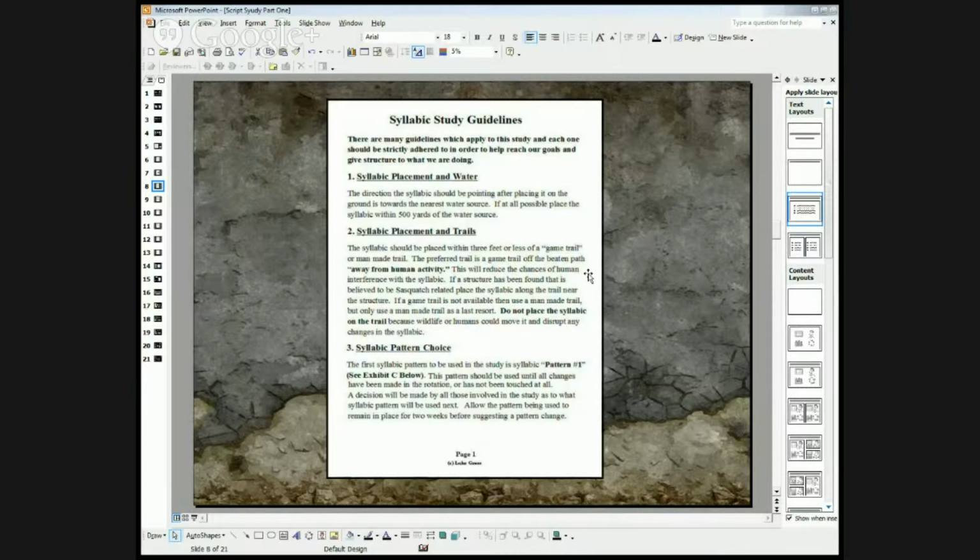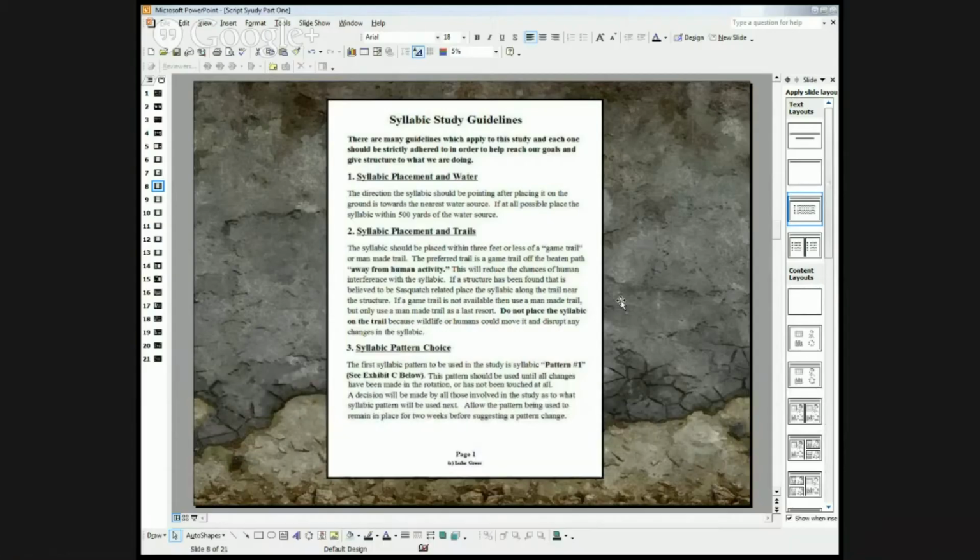Number 3 is syllabic pattern choice. The first syllabic pattern to be used in the study is syllabic pattern number 1. This pattern should be used until all changes have been made in the rotation or it has not been touched at all. A decision will be made by those involved in the study as to what syllabic pattern will be used next. Allow the pattern being used to remain in place for 2 weeks before suggesting a pattern change.